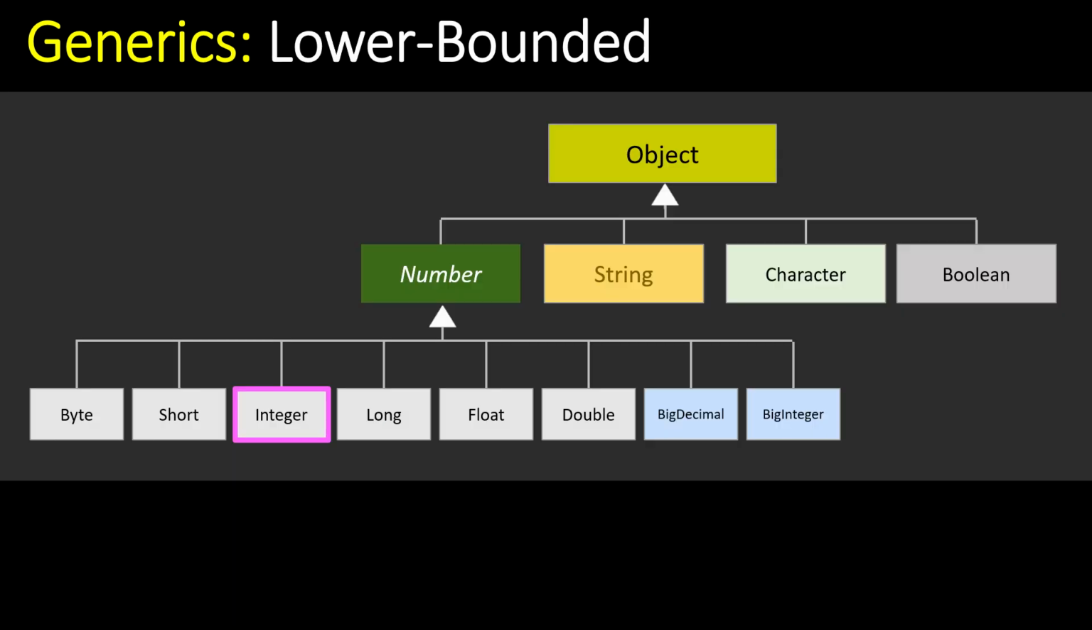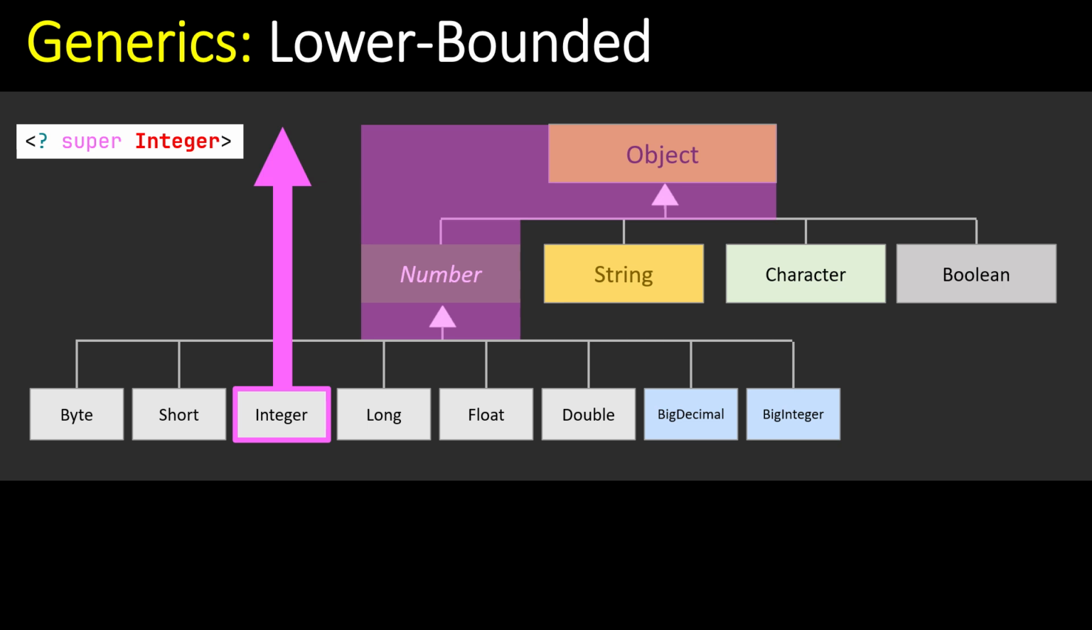Are there any lower bounds? Yes, there are. A lower bound is defined using the super keyword with a wildcard. While an upper bound restricts a type to a class and its subclasses, a lower bound allows a type to be that class or any of its superclasses in the inheritance hierarchy. So this notation means the type can be Integer, Number, or Object.